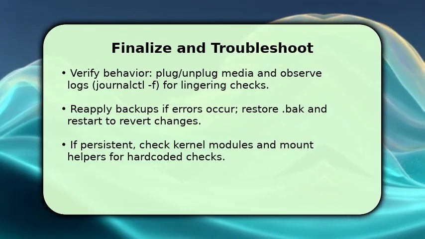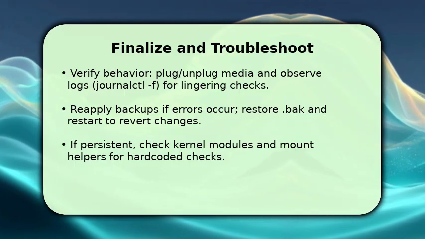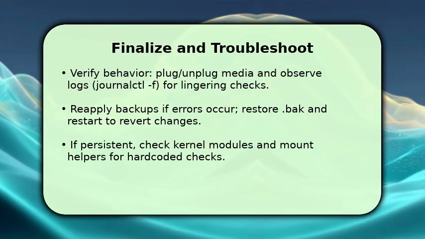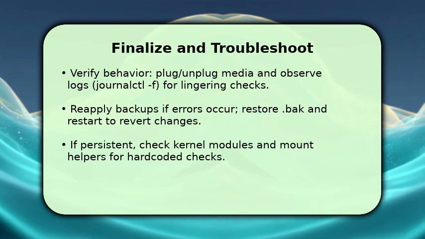If the check persists, inspect kernel modules and mount helper binaries for hard-coded behavior, blacklist a module, or adjust helper flags. One key troubleshooting tip: always compare pre-change and post-change logs to pinpoint remaining checks.